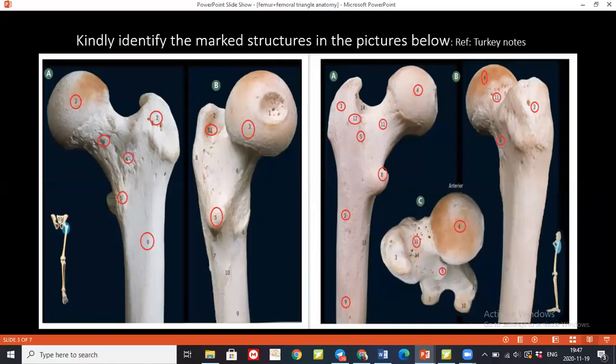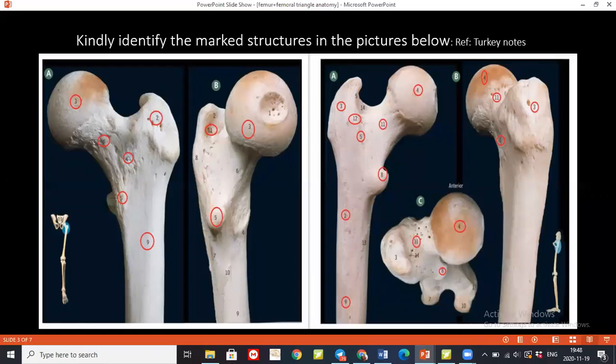The intertrochanteric crest, ma'am. Okay. What about 5? And 5 is the, I think, ma'am, it's the lesser tuberosity.